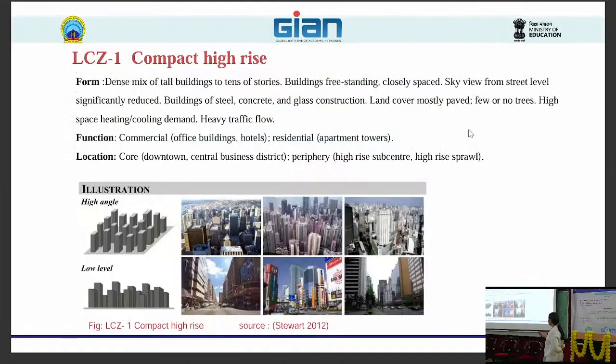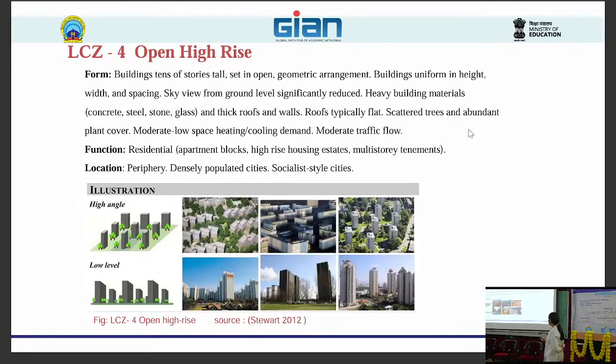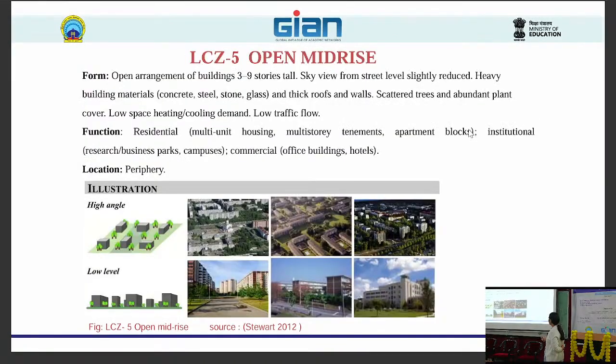If you look at what a compact high rise is, we can go into a different type of classification. It is just an illustrative picture of how a form is and how it looks on the ground.